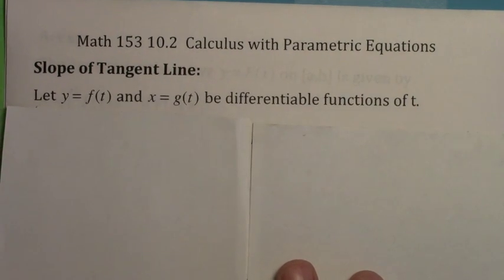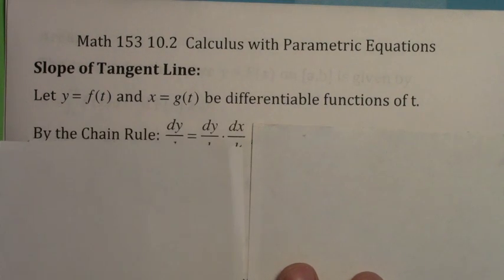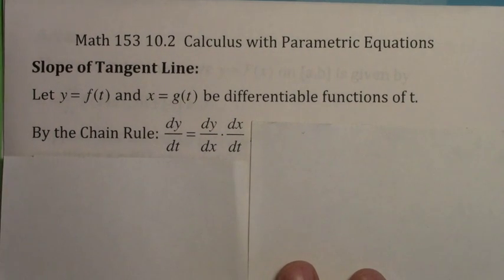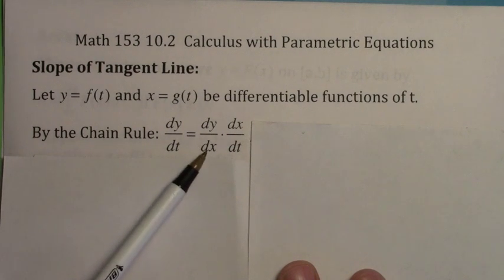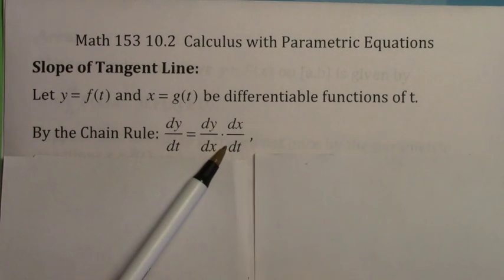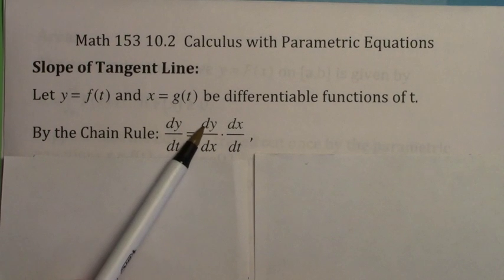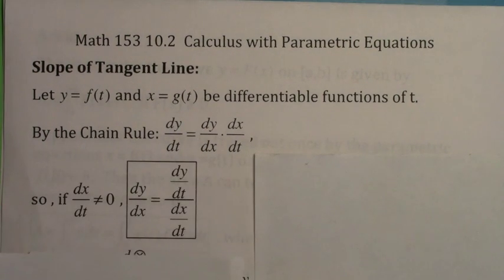If we assume that y equals f of t and x equals g of t are differentiable functions of t, then how do you find dy/dx? Well, by the chain rule, you could say that dy/dt is dy/dx times dx/dt. So all you have to do is solve this equation for dy/dx, you see? As long as dx/dt doesn't equal 0, the slope of the tangent line would be dy/dt over dx/dt. Kind of nice, isn't it?